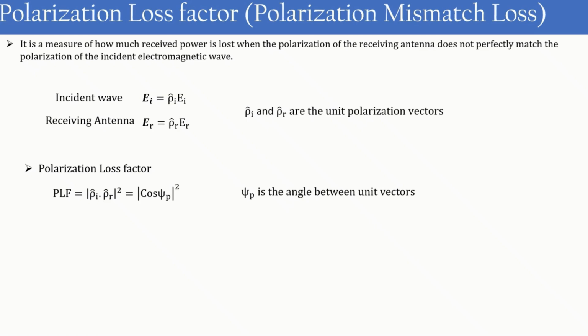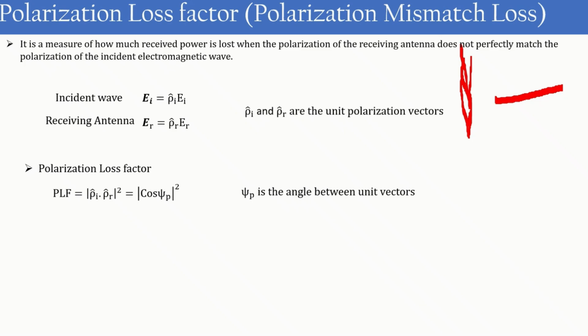Consider an incident wave which is given by the expression E_i equal to rho_i E_i. This is the vector form, where rho_i represents the unit polarization vector showing in which direction the wave is polarized. If it is vertically polarized, the vector will be vertical. If it is horizontally polarized, the vector will be horizontal. So this is that unit vector. And the electric field of the receiving antenna can be given by the expression E_r equal to rho_r E_r. Similarly, rho_r is the polarization vector for the receiving antenna.